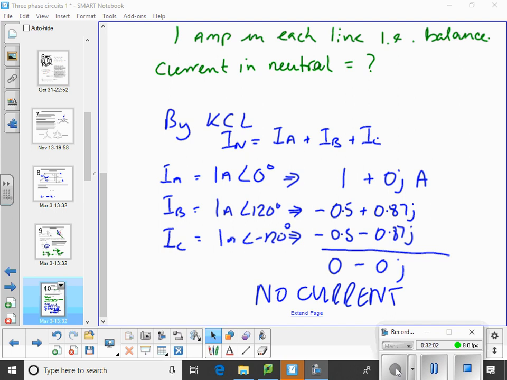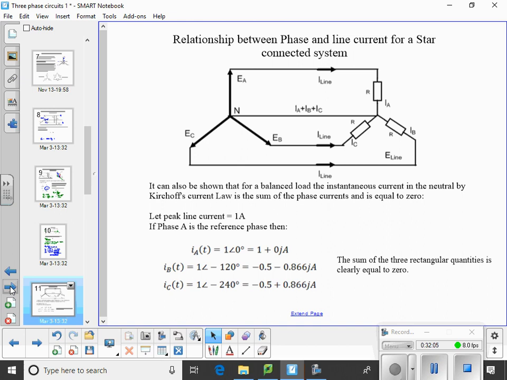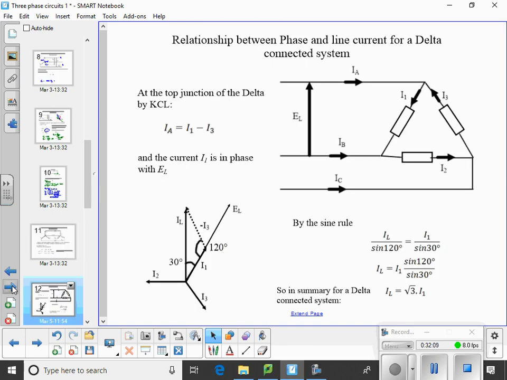So that is star connected. I've got one slide at the end, I think, that summarises both systems on the same. So, relationship between phase and line current for a delta connected system.